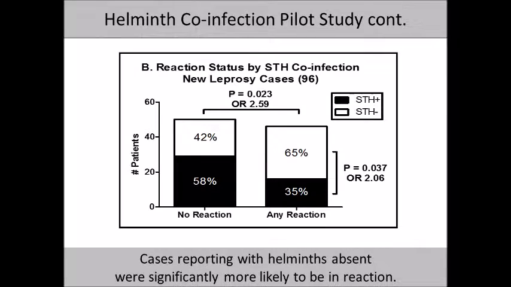So then what I did is I pulled out from those 145 the 96 cases that were just brand new cases being diagnosed with leprosy. The ones who did not have a reaction, the bulk of them, were positive for the helminths. Conversely, those who did have a reaction, complete opposite. The bulk didn't have the helminths present at the time that they came to the hospital and presented with leprosy reaction. So again, cases reporting with helminths absent were significantly more likely to be in leprosy reaction.